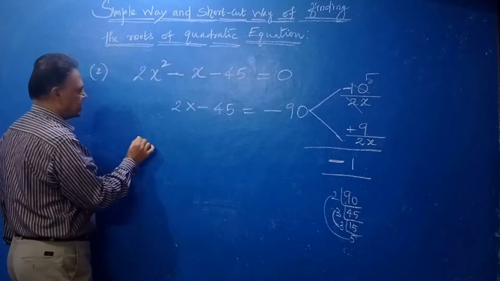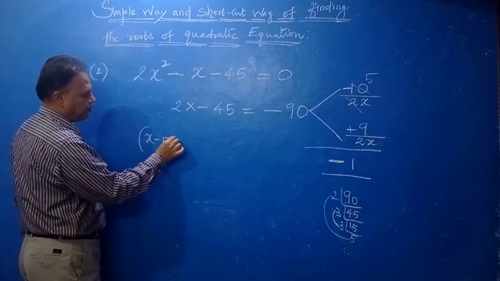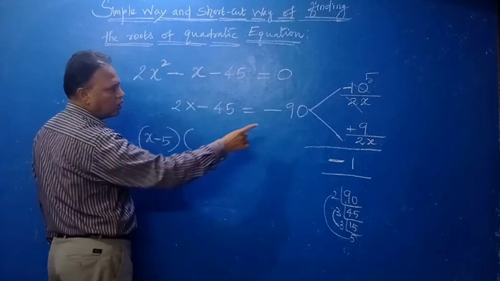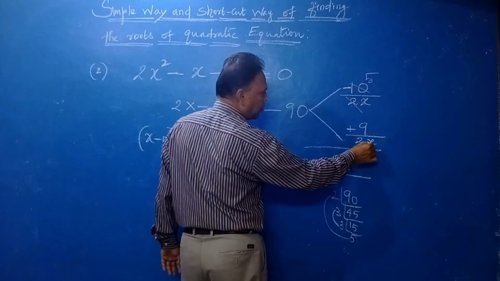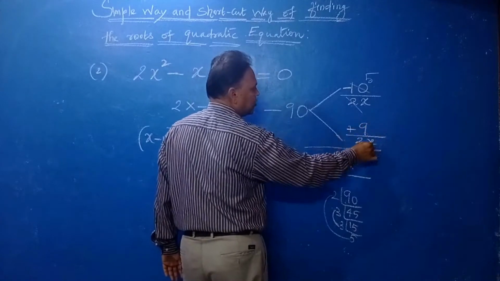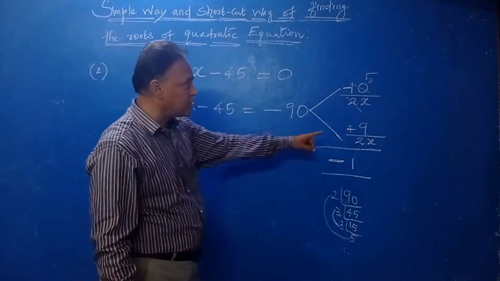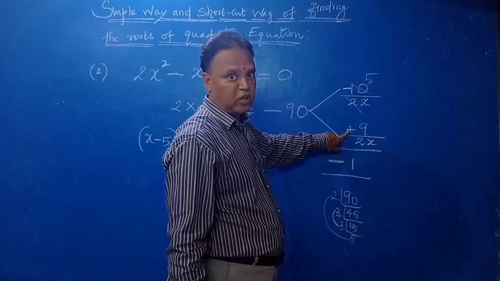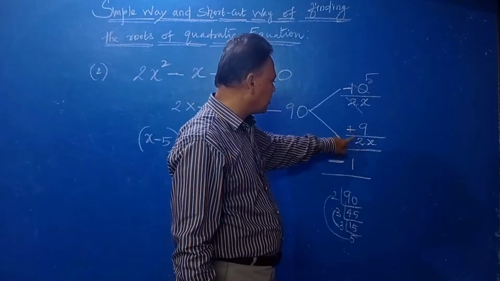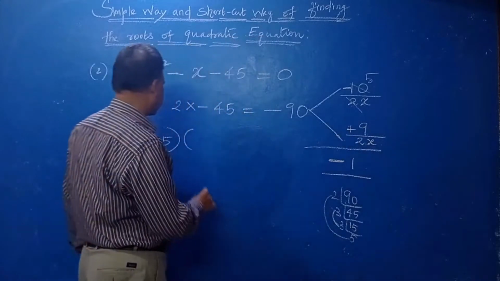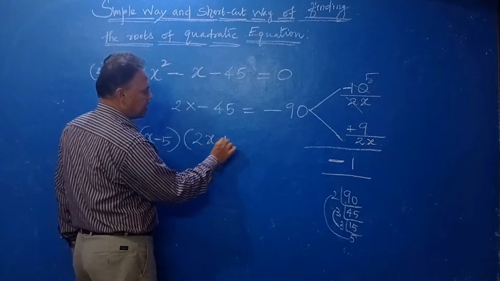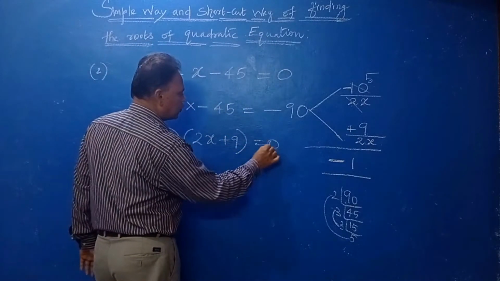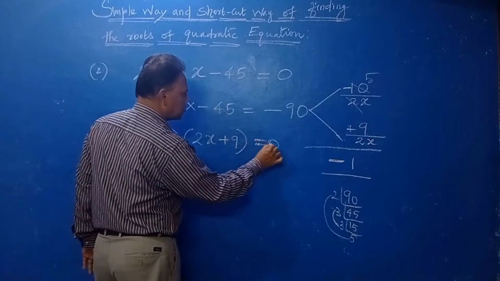This is nothing but x minus 5 into, here how can you write? 2x plus 9. That's why the sign is very important. You have to mention the sign, whether it is plus also you have to mention, so that easily you can write 2x plus 9. That's equal to 0.